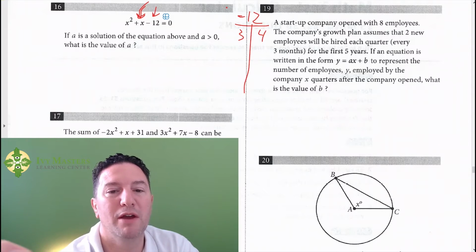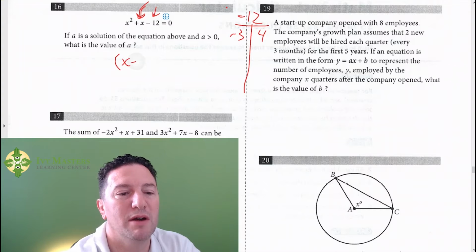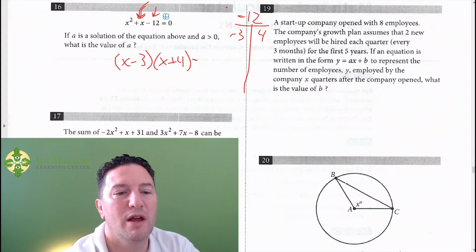Now when determining which should be positive and which should be negative, the middle here is a positive 1, so we need the bigger number to be positive. So it's going to be negative 3, positive 4. In other words, it would factor as x minus 3 times x plus 4 equals 0.